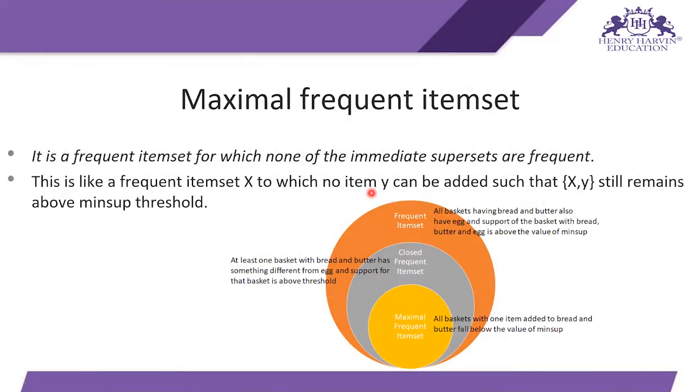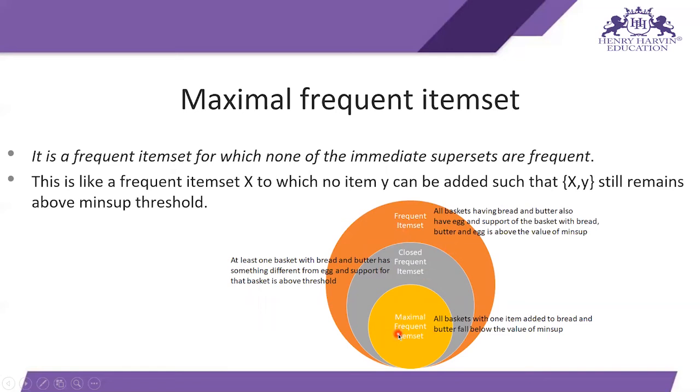Now, maximal frequent item set. It is a frequent item set for which none of the immediate supersets are frequent. This is like a frequent item set X to which no item Y can be added such that XY still remains above the minimum support threshold. So basically, here we have a frequent item set. Here we have a closed frequent item set.